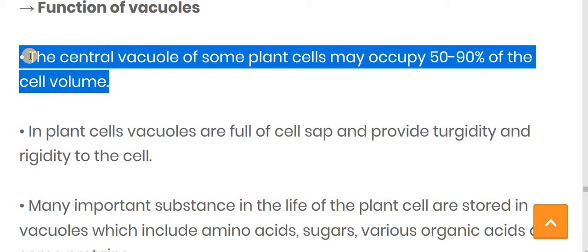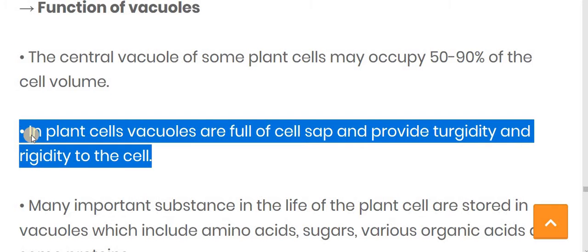The central vacuoles of some plant cells may occupy 50 to 90% of the cell volume. As I told you in the previous point, in the plant cell it is larger in size. So if we talk about the total cell volume in the plant cell, approximately 50 to 90% of that volume is occupied by the vacuoles. It means it is larger in size in the plant cell.